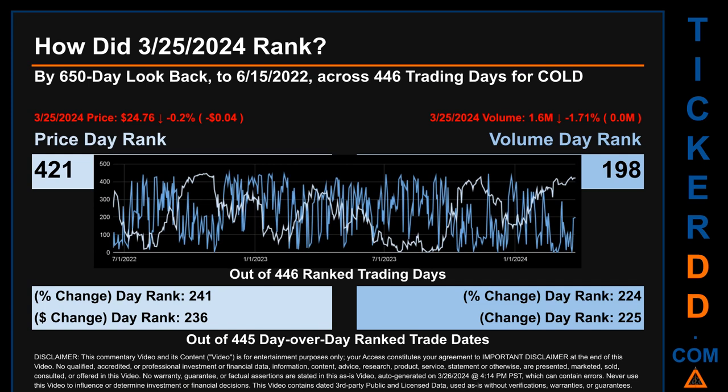The price's day-over-day percentage change, dropping -0.2% on March 25, 2024, had a day rank of 241 while its dollar difference of -4 cents had a rank of 236 when compared day over day across 445 trading days. Volume's percentage change and difference were ranked respectively at 224 and 225.